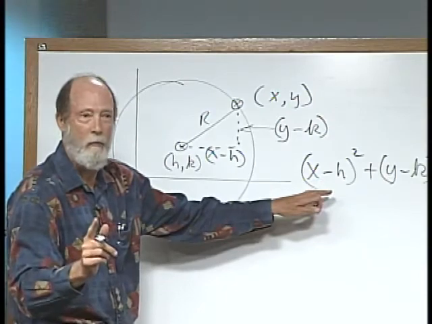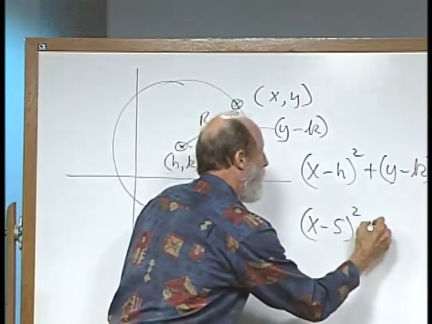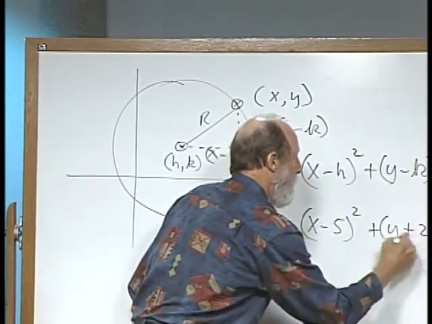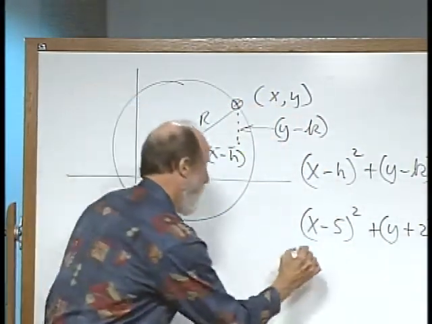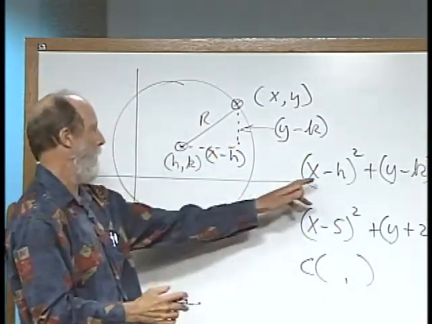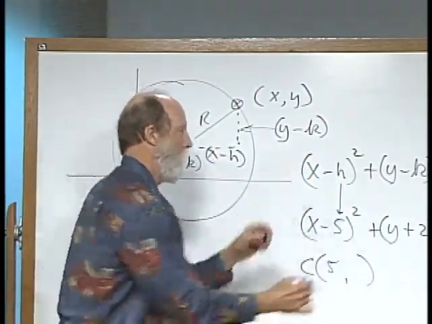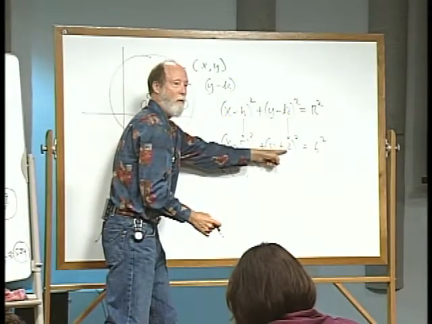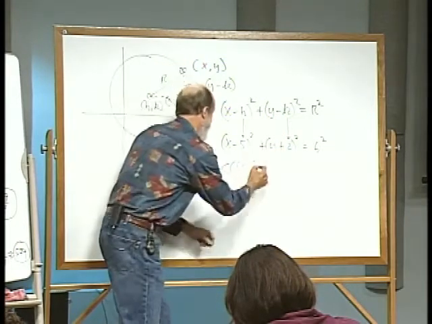Okay, so now let me give you an example. What if this was x minus 5 quantity squared plus y plus 2 squared equals 6 squared? Where is the center? Be careful. You see the pattern, folks? The H value is 5. Be careful on that K value. What's the K? Negative 2, because a negative of a negative 2 becomes positive 2 there, okay?